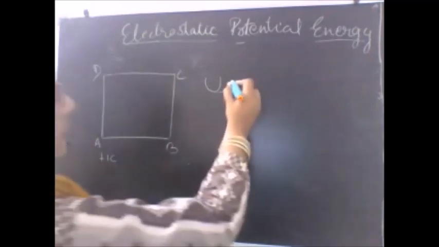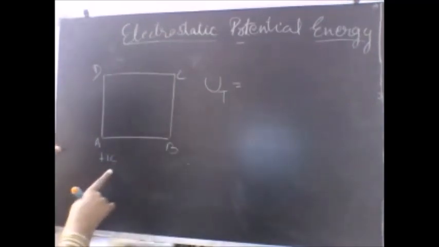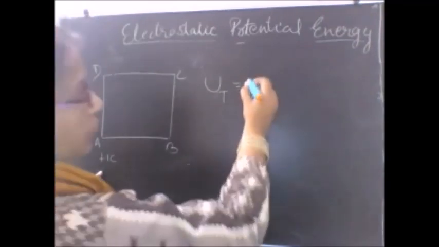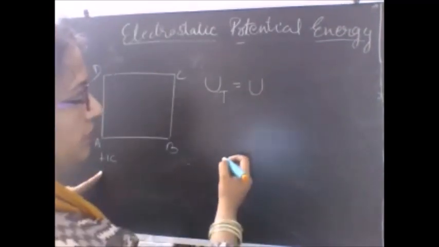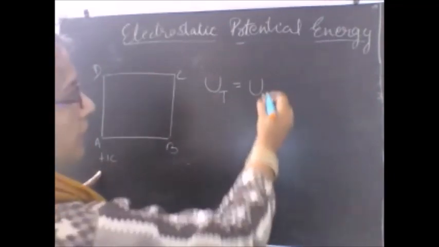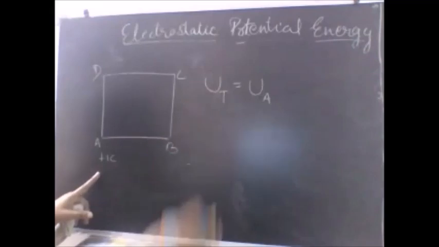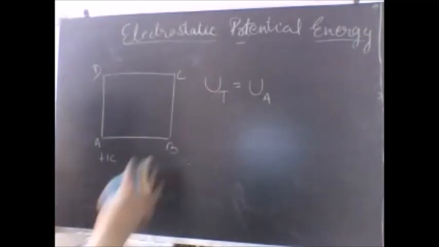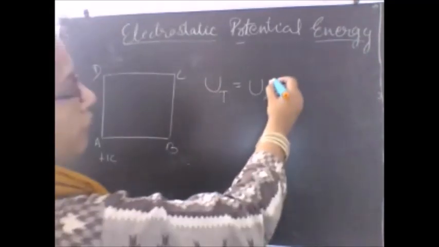So the very first thing is that I have brought the charge 1 coulomb here at the point A. So I will say that it is the potential energy which is stored at the point A. We'll put the values later on in the end. So first of all, let us prepare a formula.